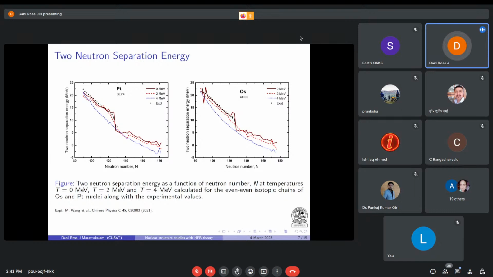That is, there is no such noticeable difference in the two neutron separation energy at magic nuclei N equal to 126. This is because the shell effects tend to vanish as the temperature is increased, and at N equal to 126, we do not see an extra stability there.